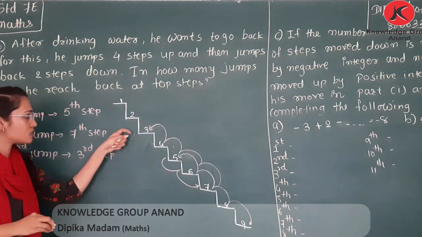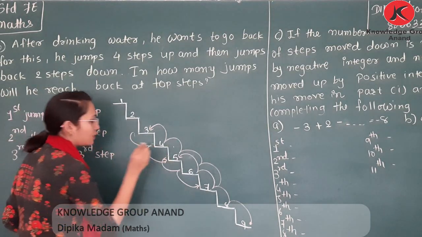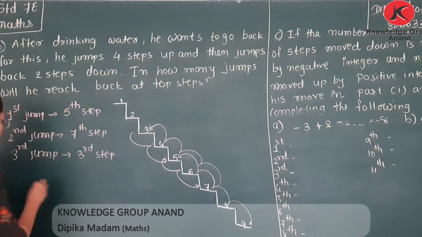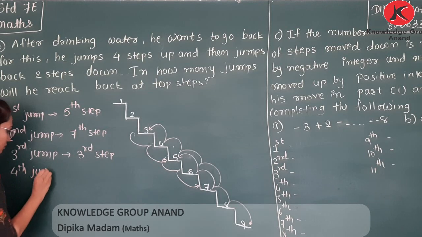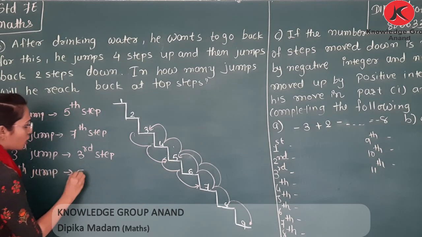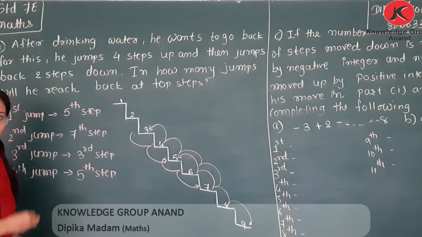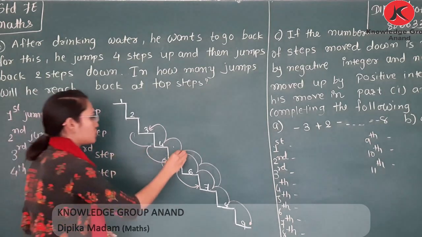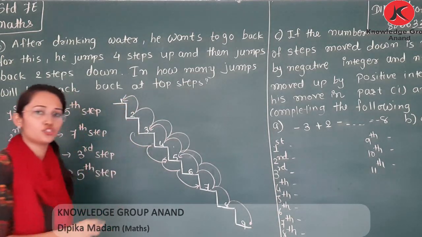Now from this third step, 2 step down. So 1 and 2. He will be on fifth step. So in a fourth jump, he will be on fifth step. Now from the fifth step, 4 step up. So 1, 2, 3 and 4. Now he reached to the first step.